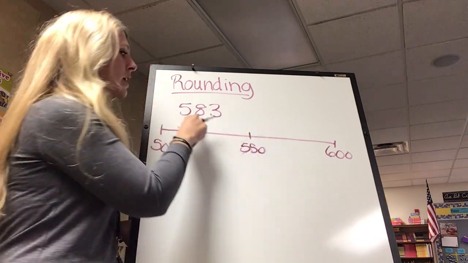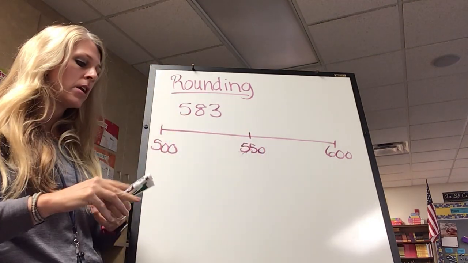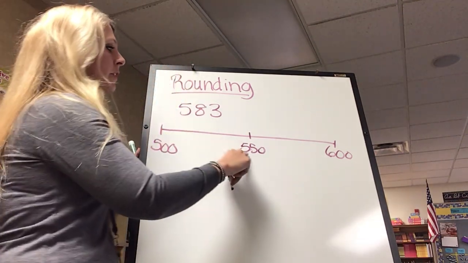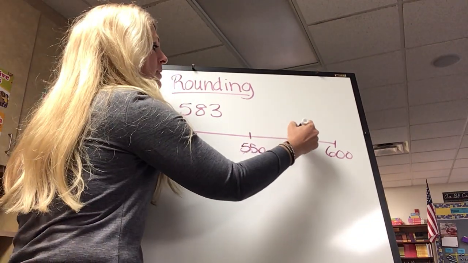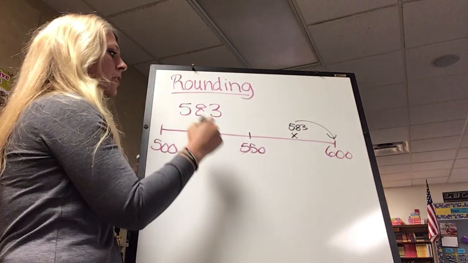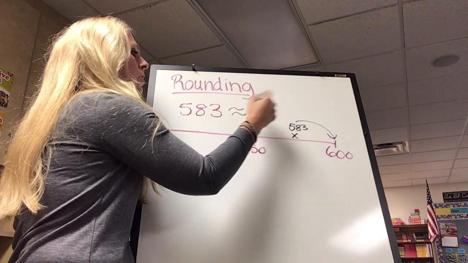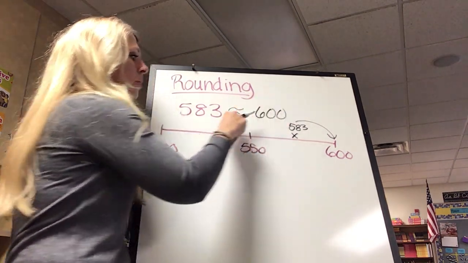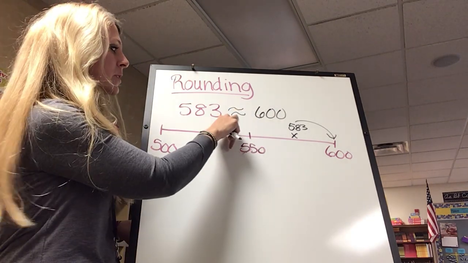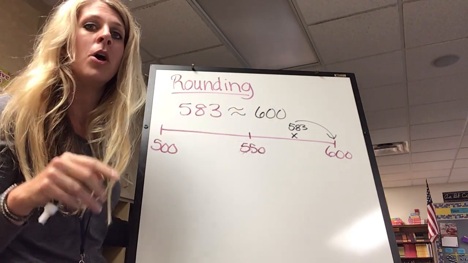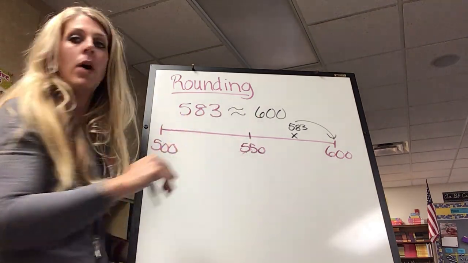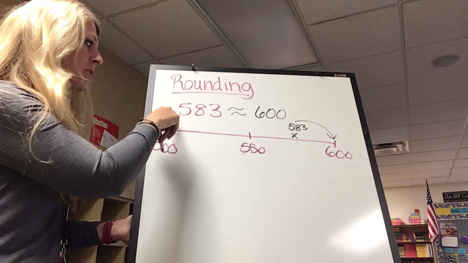So then you might be thinking, where does 583 fall on that number line? And you might think to yourself, 50, 60, 70, 80, it might be somewhere about here. So therefore it's closer to 600. So 583 would round up or be about equal to 600. So I used my squiggly equal sign to say it's not exactly equal, but it's about equal. It's close to 600. So what happens if you have a number that's bigger than this?